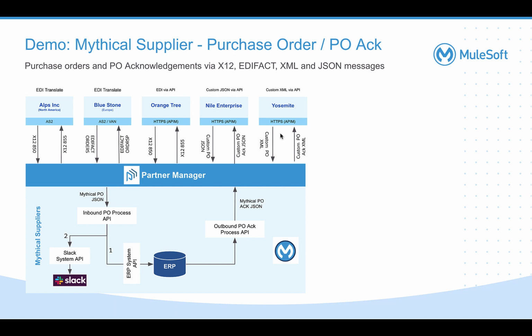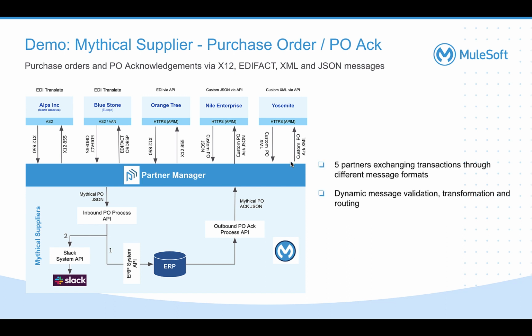So in this demo, what we're going to look at is basically 5 different partners exchanging transactions through 5 different protocols and message formats. And we'll see how Anypoint Partner Manager allows Mythical Suppliers to dynamically validate those messages, transform, and route them to the appropriate destinations.